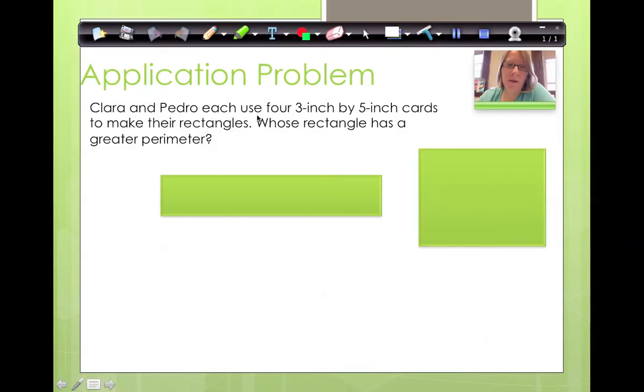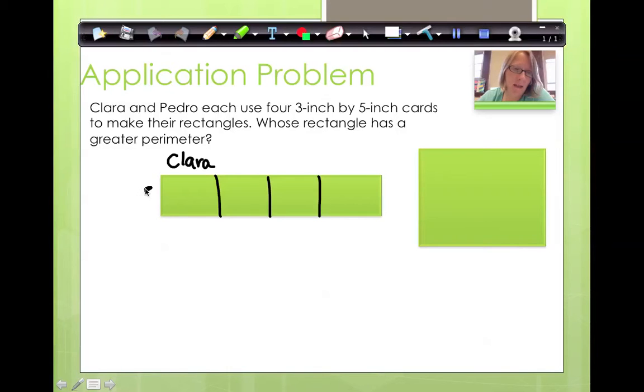Clara and Pedro each use 4 3-inch by 5-inch cards to make their rectangles. Whose rectangle has a greater perimeter? Now, this is the outside shapes. This one is Clara's, and here's what she did. She took her 3 by 5 cards and she laid them like this.